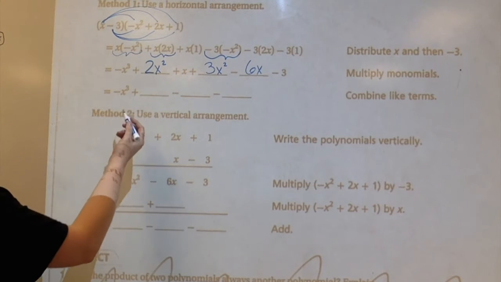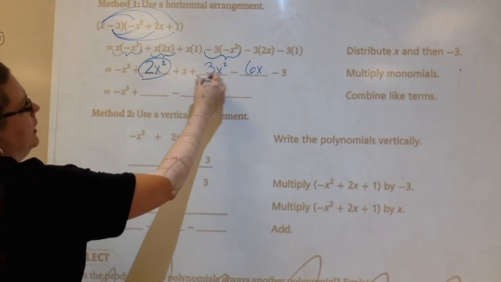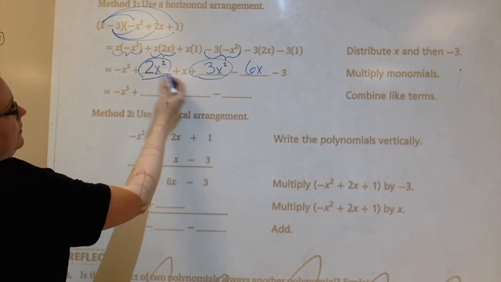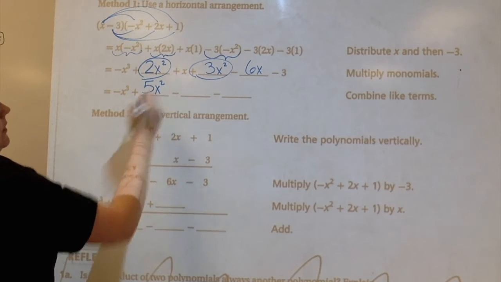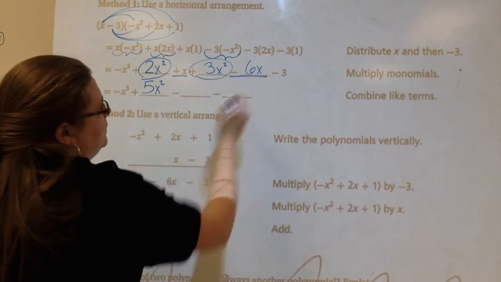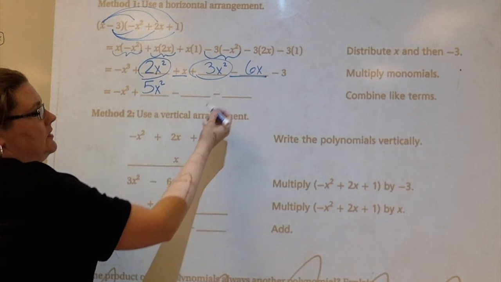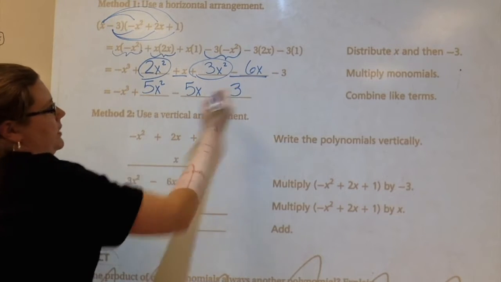Okay, so combining our like terms here, we have an x squared term here and an x squared term here. They're both positive. 2x squared plus 3x squared is 5x squared. And you have x terms. You have a positive x and then a negative 6x. X minus 6x is negative 5x. And then you bring down your negative 3.